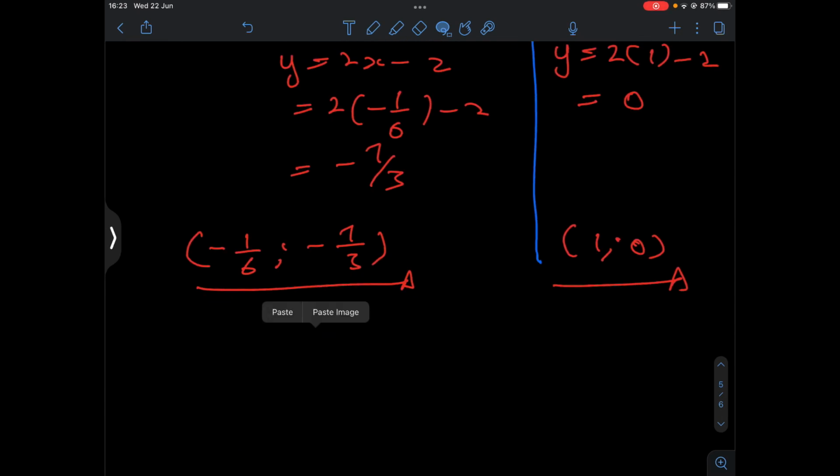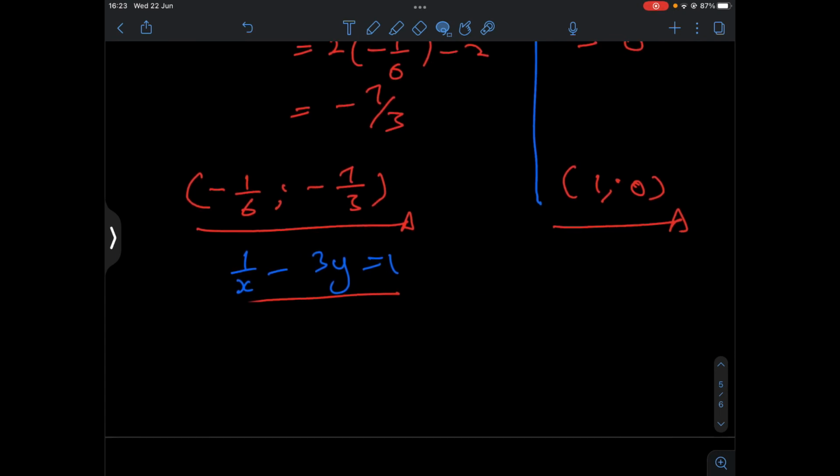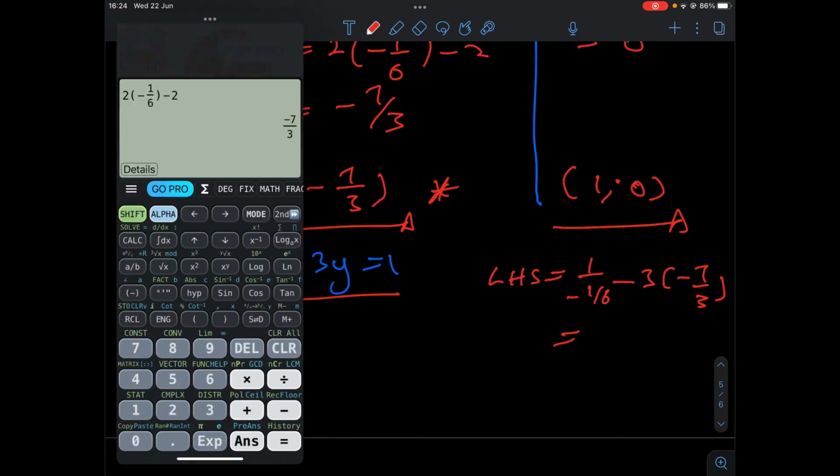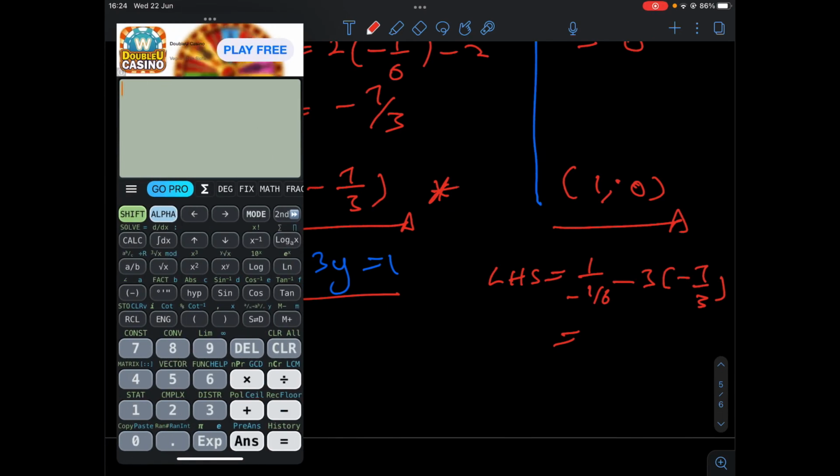So let us quickly test here, using these points. On the left hand side we have 1 divided by x, and the value of x is negative 1 over 6, minus 3 times negative 7 over 3. My apologies, I've made an error earlier. Let us use a calculator and see if we get that answer.